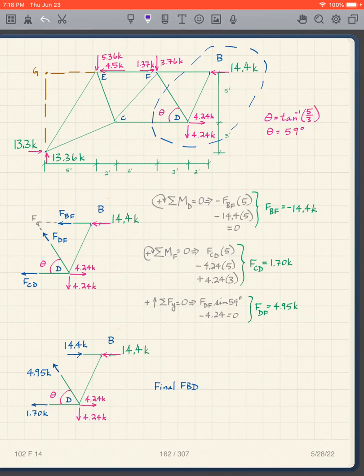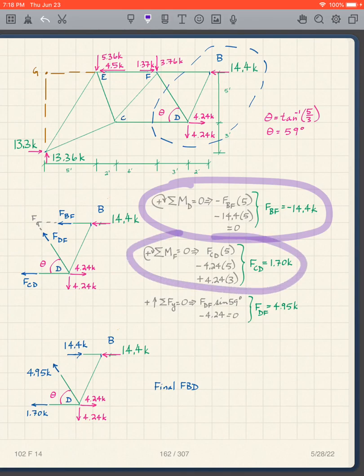And again, what do I do here? I take moments about F. I can take moments about D. Taking moments about F eliminates these two. Taking moments about D eliminates these two. And then I can take the sum of the forces in the y direction to get that one. So it's the same thing that we've been doing. I'm going to let you read that and get those values.